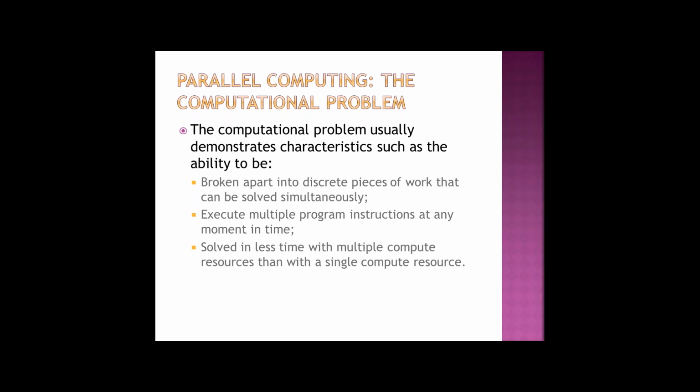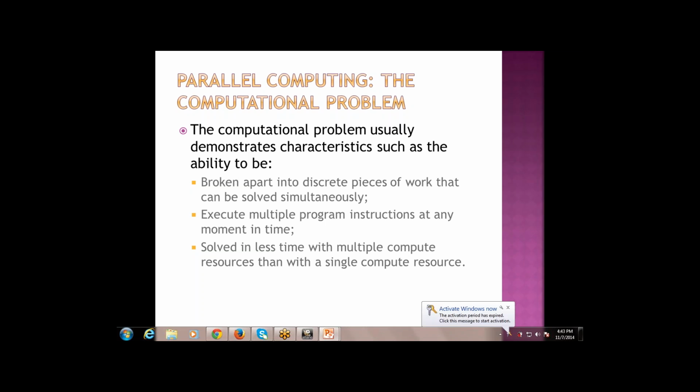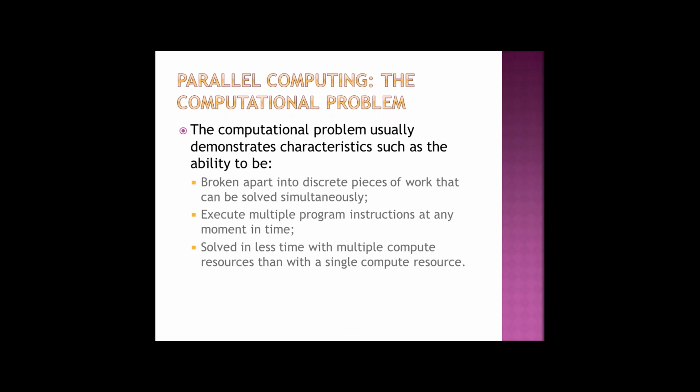The computational problem usually demonstrates characteristics such as the ability to be broken apart into discrete pieces of work that can be solved simultaneously. That is, a computational problem arises whenever we divide the main problem into discrete pieces of work that can be solved simultaneously. There are some problems in breaking down into discrete pieces of work. Then the next part is to execute multiple program instructions at any moment in time. That is, the next computational problem is how to execute multiple programs at the same time.